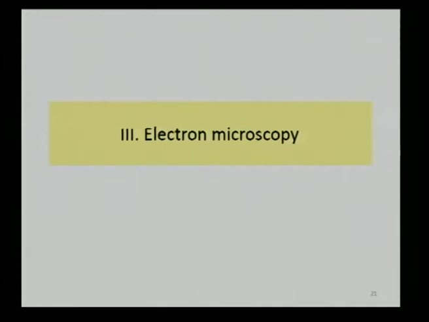Okay, now, let's turn from the macroscopic, from astrophysics, from cosmology. Now let's get back to our Earth. And Dr. Leung will then take over to talk about microscopy using particles.